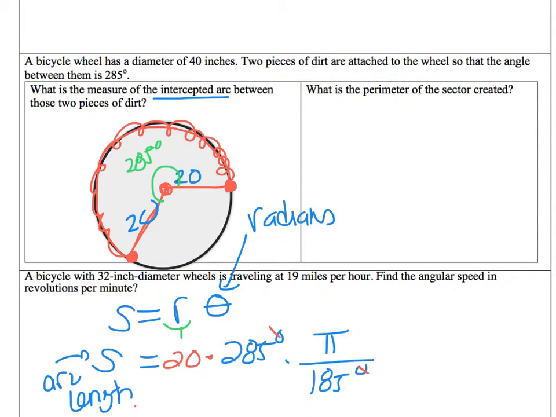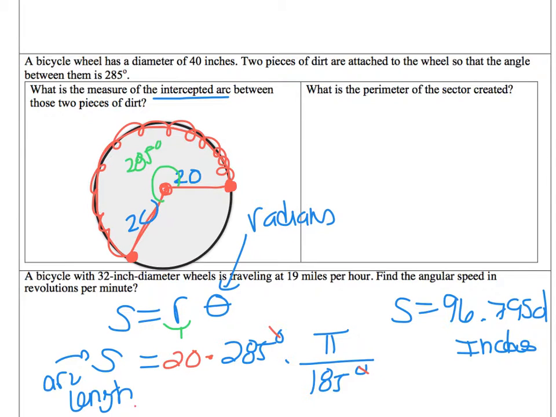So now it's just a matter of crunching it all out. So when I crunch it all out, S is going to give me a length of 96.79501, and the units will be inches because that's the units on the radius. Sorry for the messy writing here.